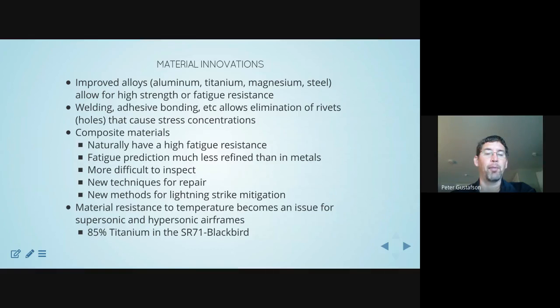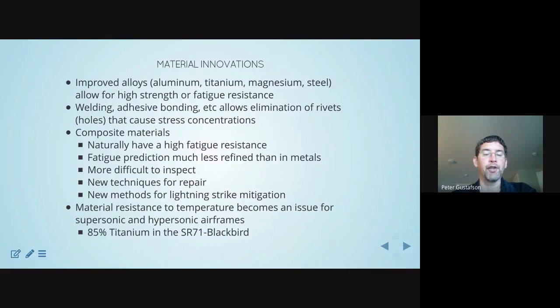And oh, by the way, most of the composite materials that we have are not naturally conductive. So a lightning strike is one of the challenges of designing a composite airframe, whereas on an aluminum airframe, basically a lightning bolt will pass right through an airplane on its outer skins as if it were a Faraday cage. With a composite airframe, we need to be more attentive to the fact that lightning can cause damage and not conduct as well. Another material innovation is temperature resistant materials.